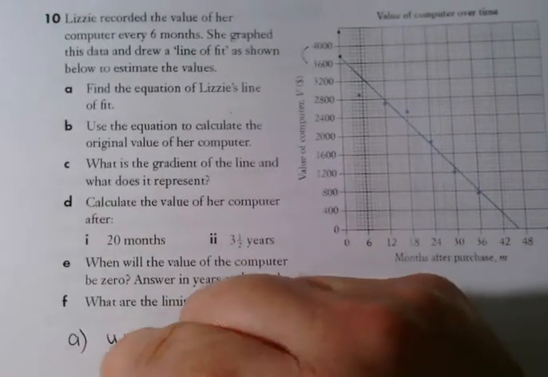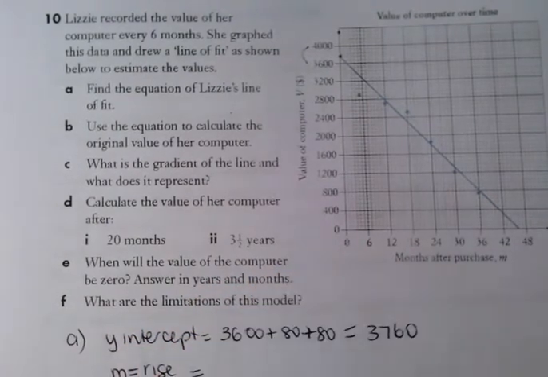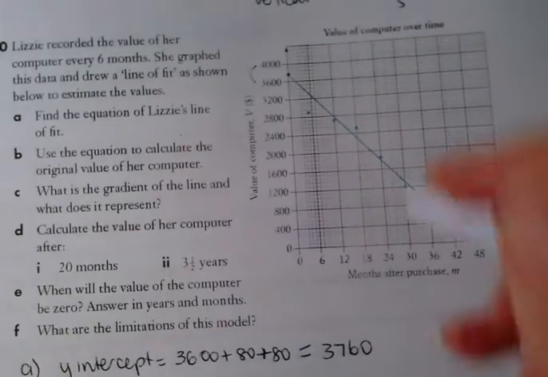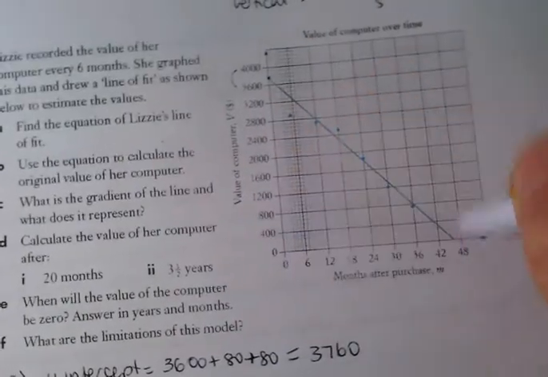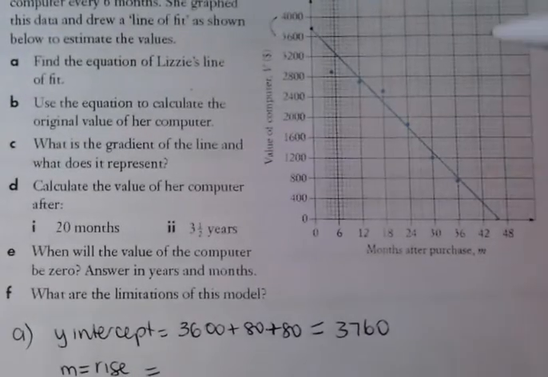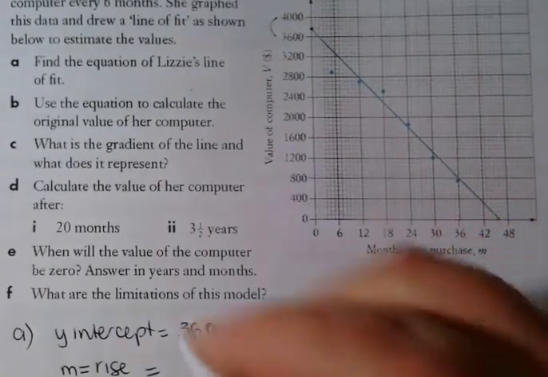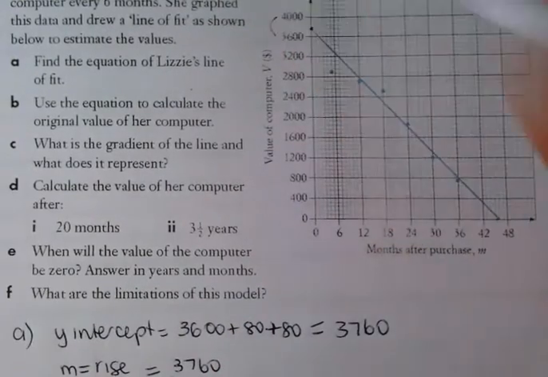Okay, now the gradient is rise over run. The most accurate way: the bigger the rise and the run, the more accurate it is. So we know what the rise is. If we're doing our rise all the way up there, it's 3,760. And we're going to run all the way back here.